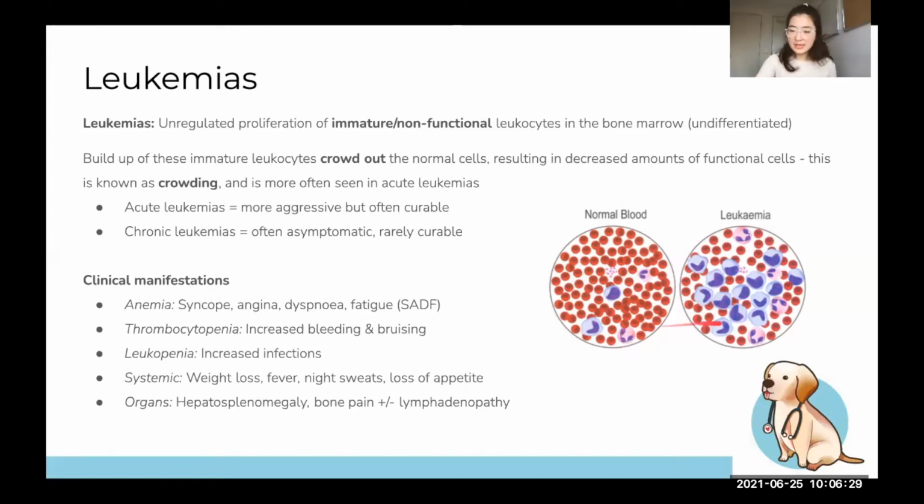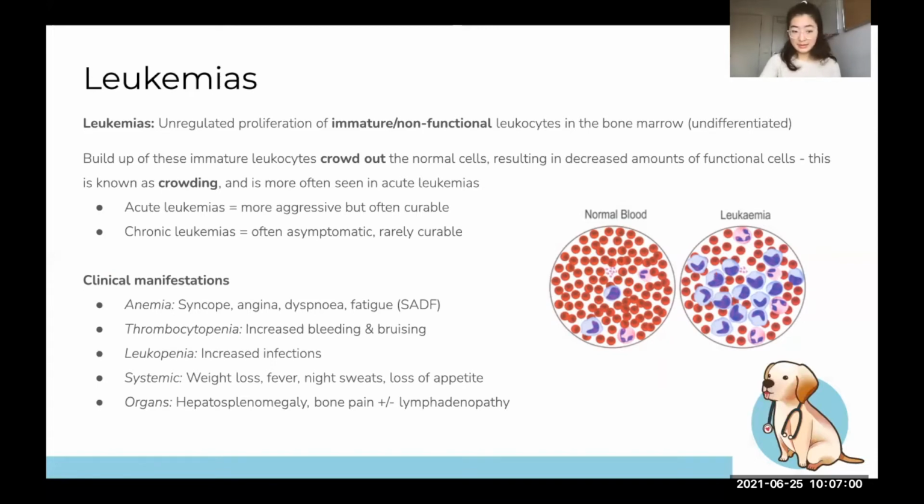What happens in leukemia is you end up with a lot of white blood cells. And as you can see, because there are so many white blood cells in the blood, that crowds out all of the other cells. So you end up getting fewer red blood cells, fewer platelets, and fewer of your other white blood cells. This is known as crowding, with all of your other cells being crowded out because you have so many non-functioning leukocytes present.